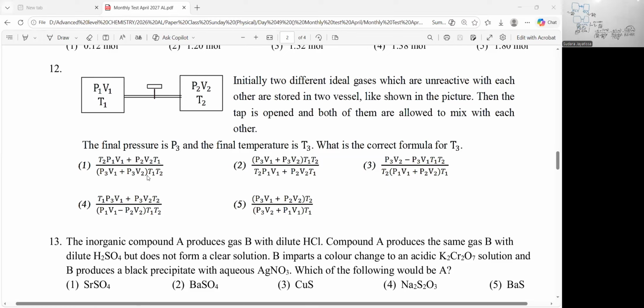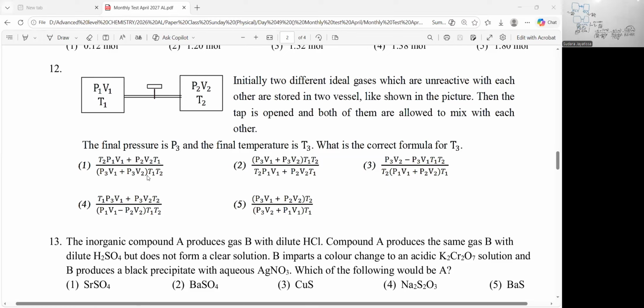So remember, there are 5 instances that can release gases with dilute acids. Okay. So the theory part is this one: anions that give gases with dilute acids. There are 5 anions. What are those 5 anions? CO3 2 minus, SO3 2 minus, S2O3 2 minus, S2 minus and NO2 minus.